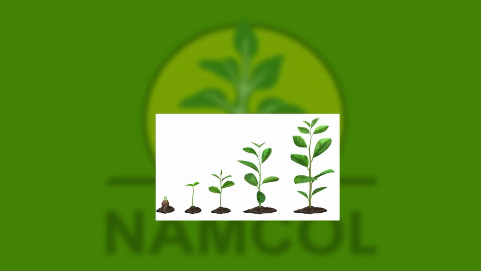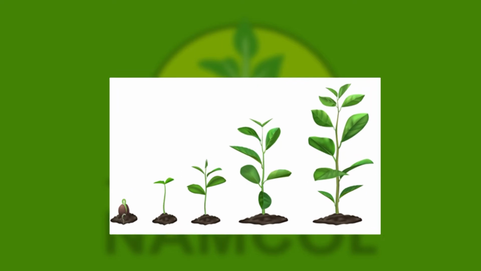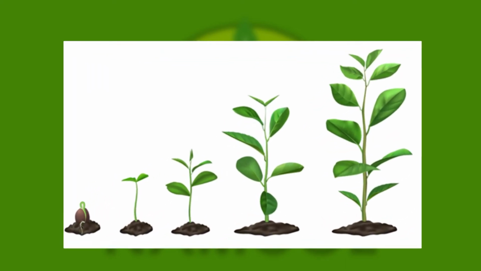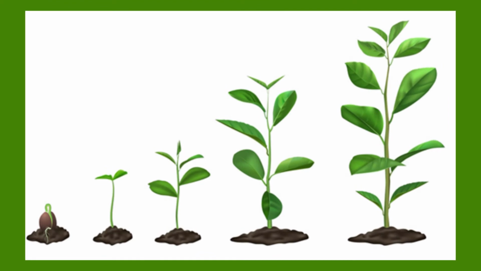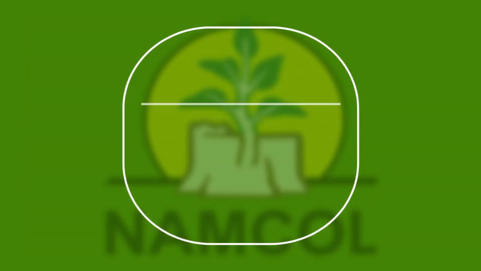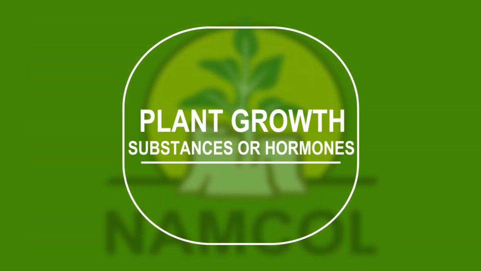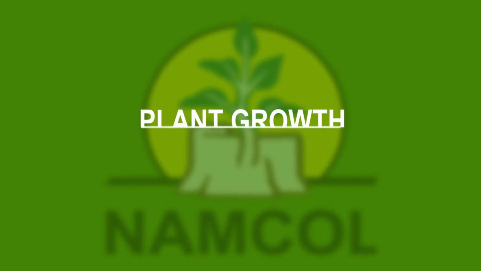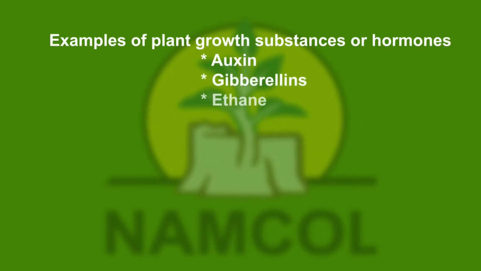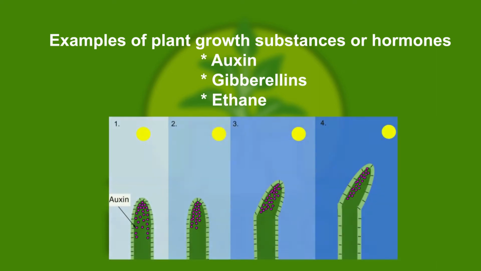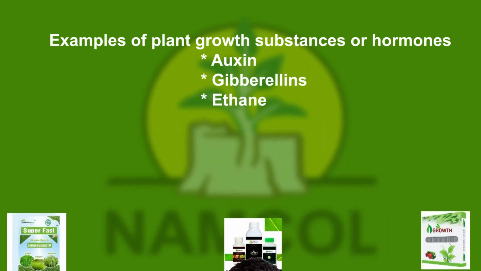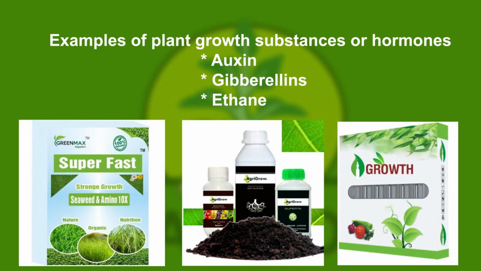As you can see on the graphic, a seedling grows into a mature plant as a result of processes that occur in the shoots and root due to plant growth substances. Plant growth substances are also called plant hormones. Here are some examples of plant growth substances, namely auxin, gibberellins, and ethene. These plant growth substances can either be produced by the plant or artificially, which means they are man-made in the laboratory.